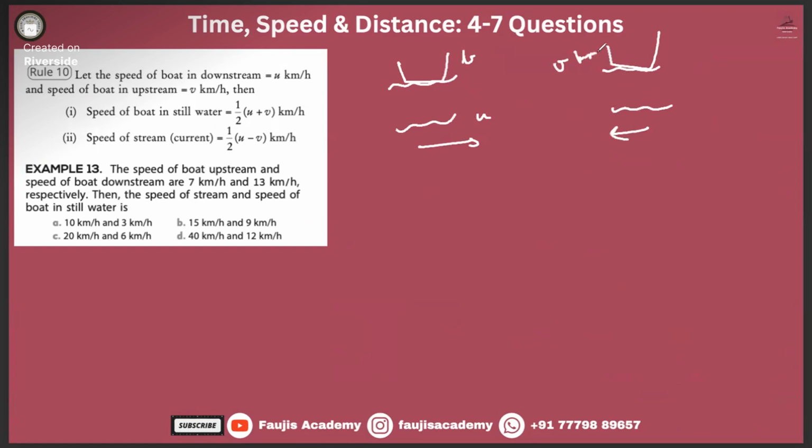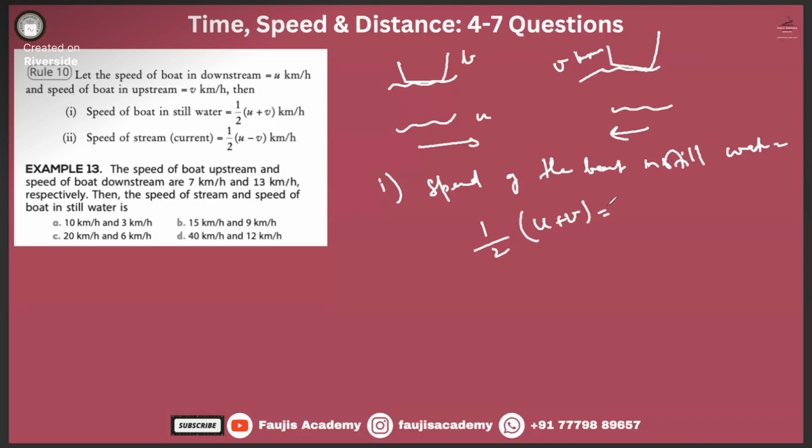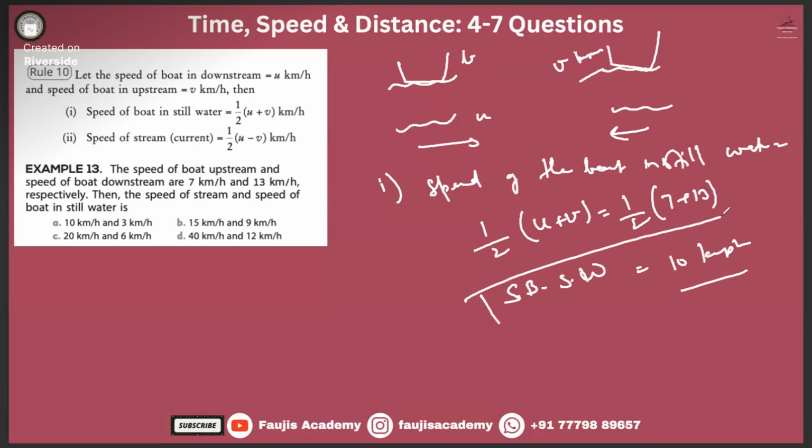V kilometer per hour. Okay, so for that they have given the formula over here. Number one, speed of the boat in still water is given by half of u plus v. In the question over here, the speed of the boat upstream is 7 and downstream is 13. So half of 7 plus 13 is equal to 10 kmph. This is the speed of the boat in still water.